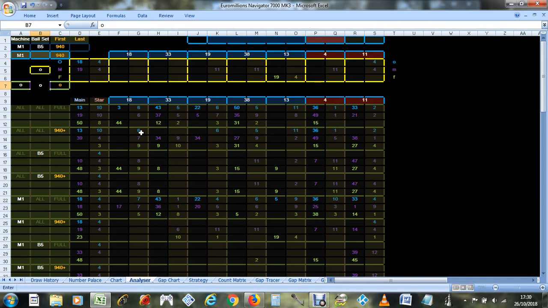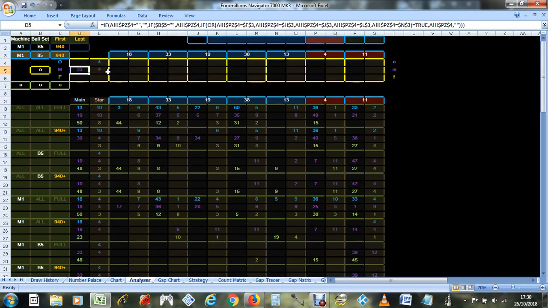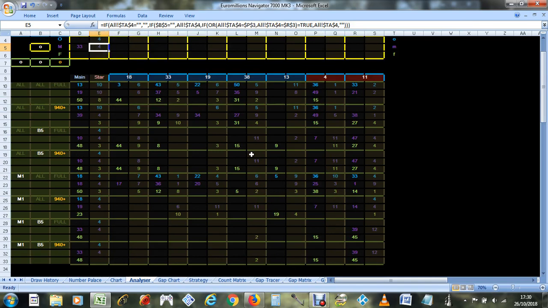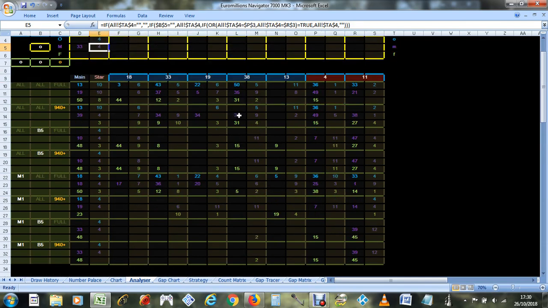Now when we look at set of balls 5 and machine 1 together, we've got 33 most overdue for its frequency, same with star number 4, also most overdue. So there's all the coincidences. I could just delete all the numbers that don't coincide on there to show you what that would look like on a grid, but I don't really need to do that.